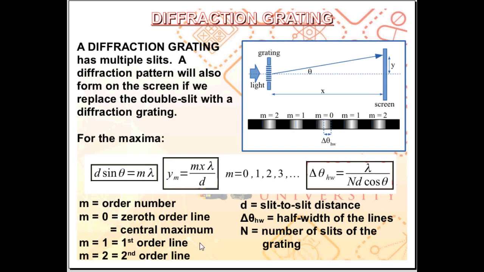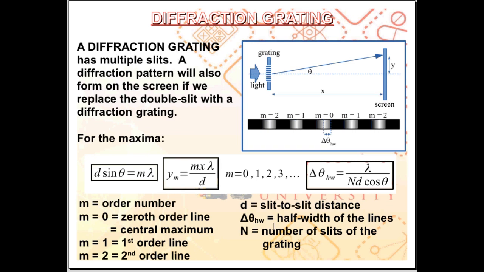m is equal to 1 is referred to as the first order line. m is equal to 2 is referred to as the second order line. m is equal to 3 is the third order line, and so on. d is the slit to slit distance. So you have multiple slits. The distance between the middle of one slit to the middle of the next slit is the slit to slit distance d.